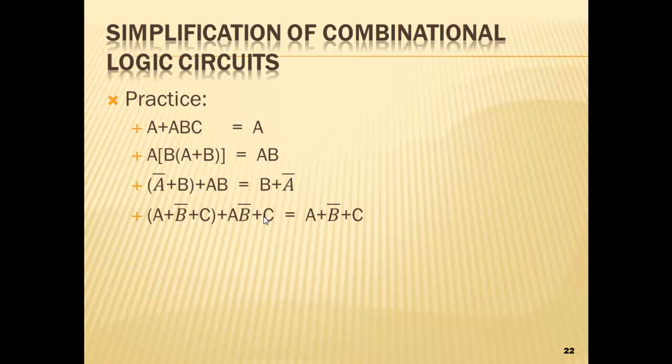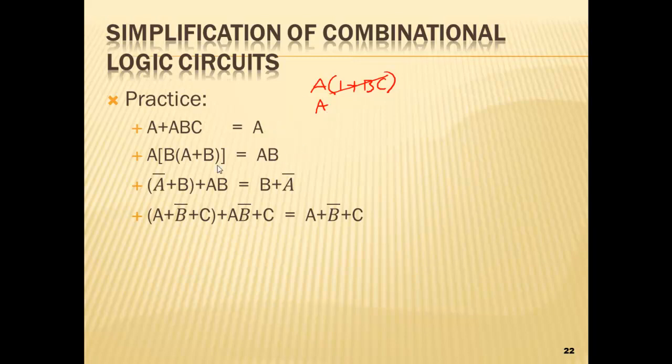Okay, let me work these out for you just to go through the steps. And I left the answers up here, but for the first one, we're going to pull an A out. So we're going to write down what we're going to pull out, and we're left with 1 or BC. And anything ORed with a 1 basically goes away and we're left with A. That's for the first one.